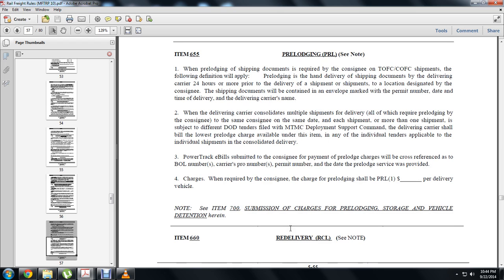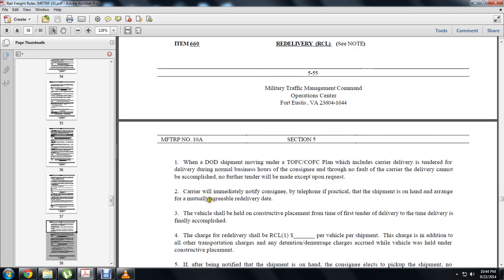Number of dollars per delivery vehicle. See Item 700, submission of the charge, pre-lodging storage and vehicle detention herein. Delivery of the RCL. The DoD shipment moving under the TOFC/COFC plan, including the carriers, the delivery tendered during the business hours. The consignee, through no fault of the carrier, the delivery cannot be accomplished.